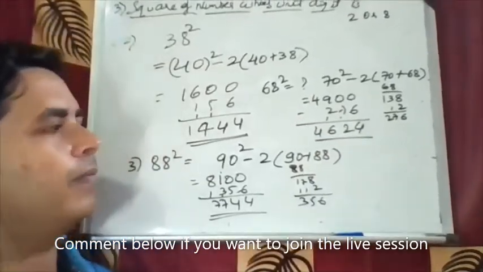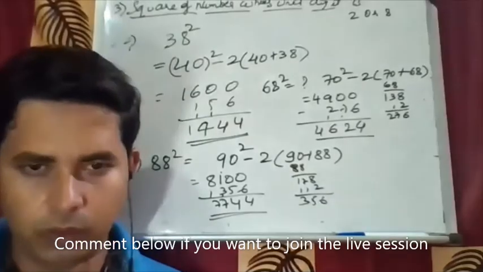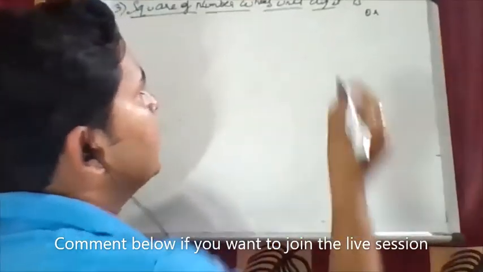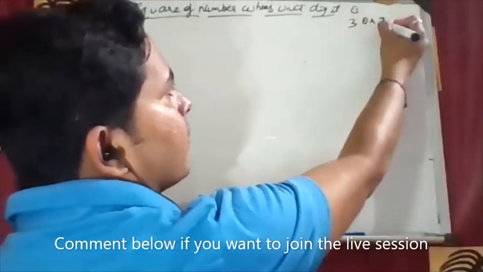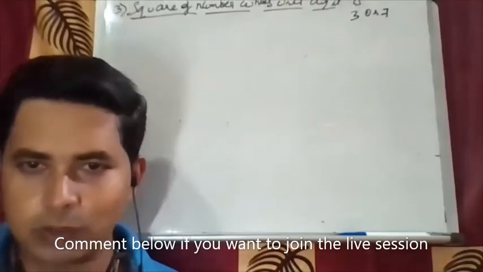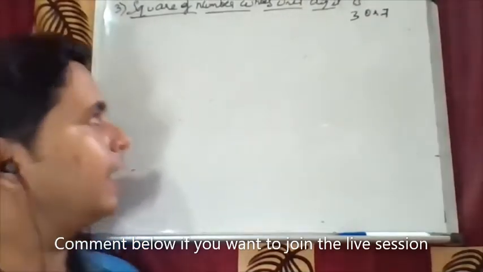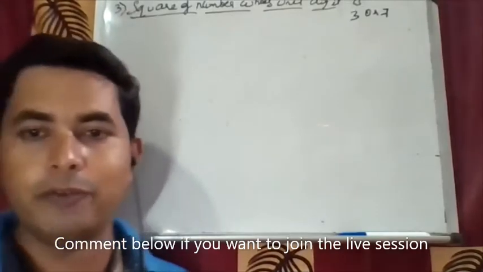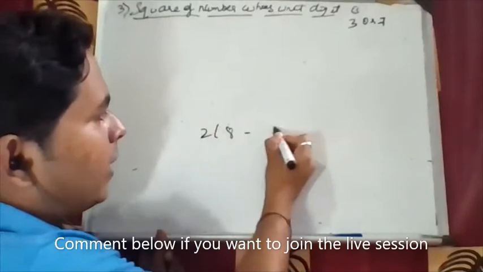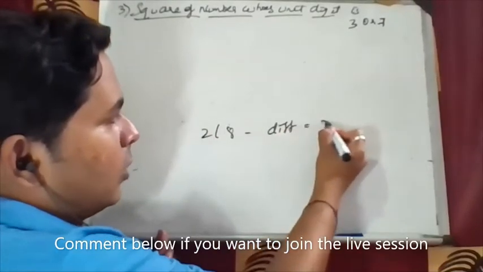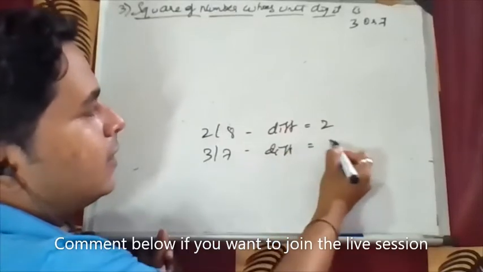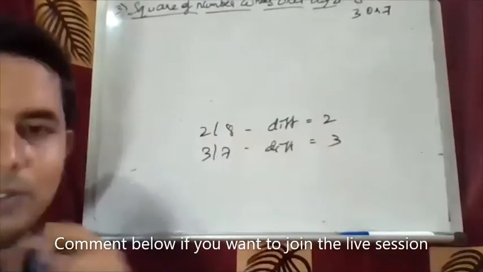4624 is the answer. Okay, we'll find a method to find the square of a value whose unit digit is 3 or 7. Here also the same method. The only difference is that for 2 or 8 we were getting a difference of 2, so for 3 or 7 we'll get a difference of 3. So here also the same rule.